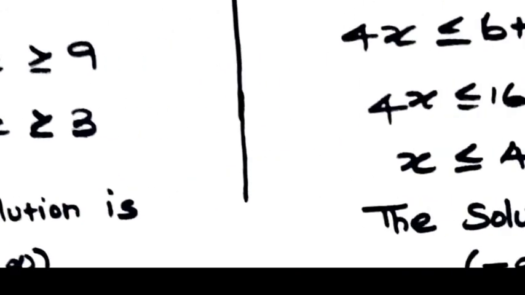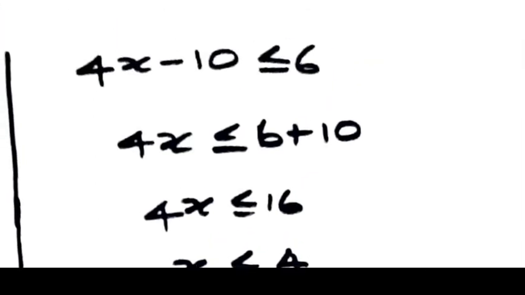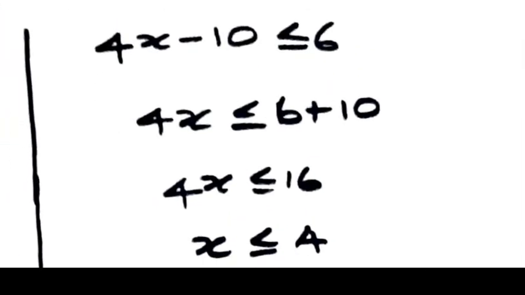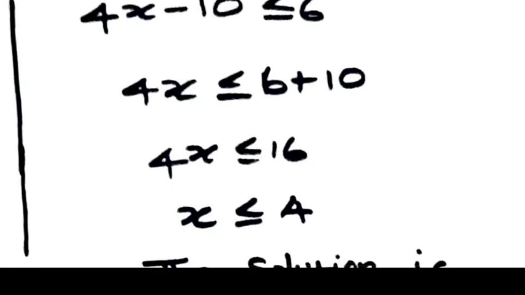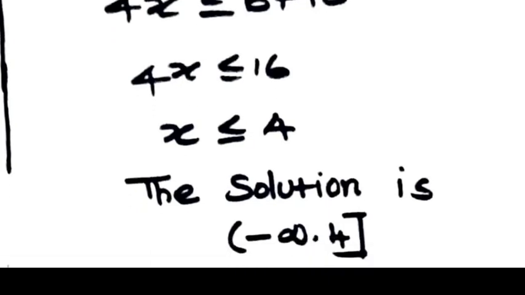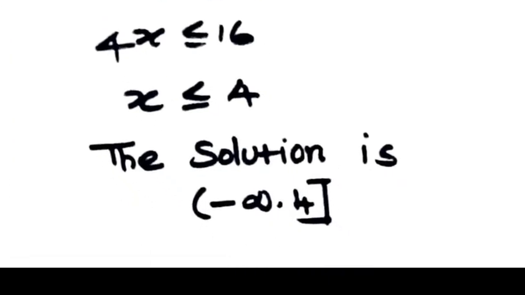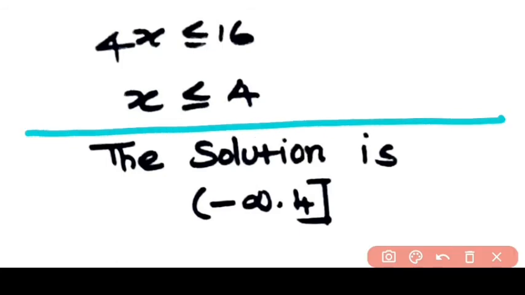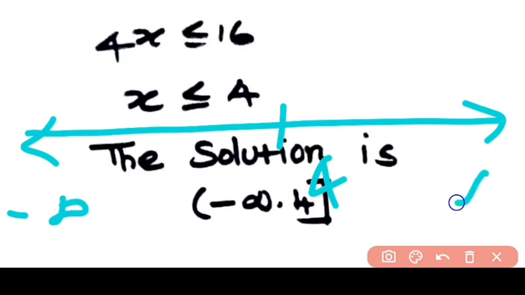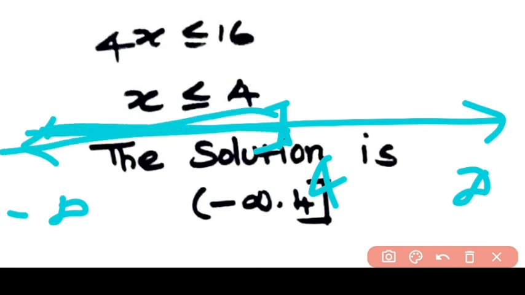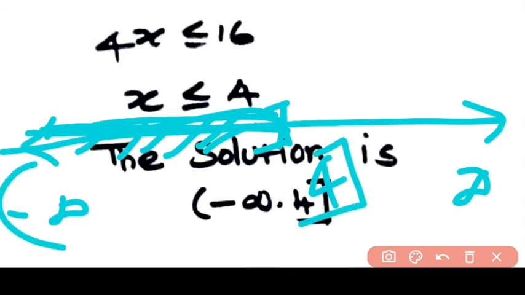Next, the second inequality, 4x minus 10 is less than or equal to 6. So 4x is less than or equal to 16, so x is less than or equal to 4. On the number line, mark 4, from minus infinity to plus infinity. Less than 4 is this side. So minus infinity to 4.